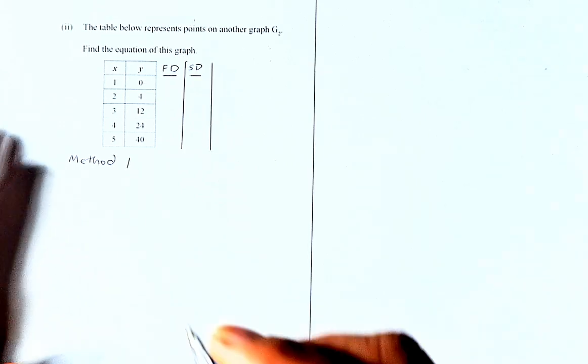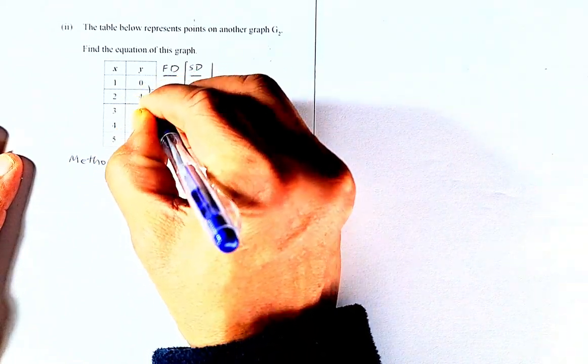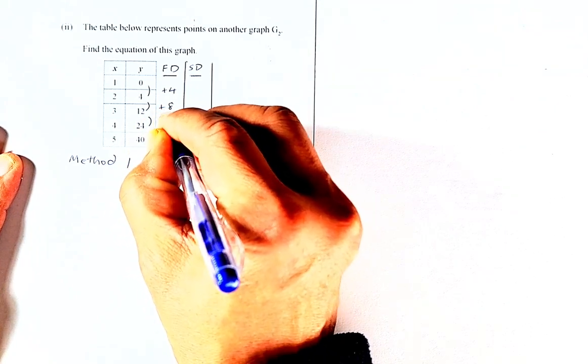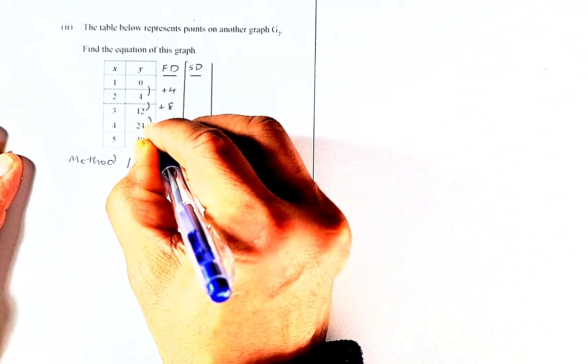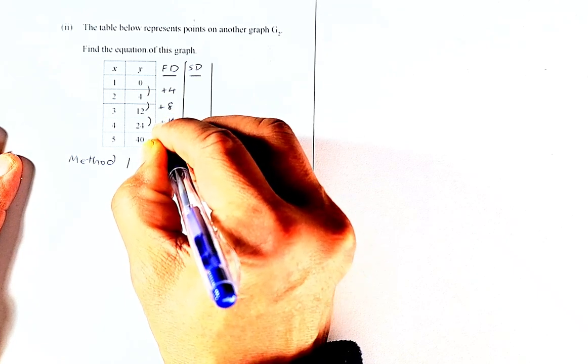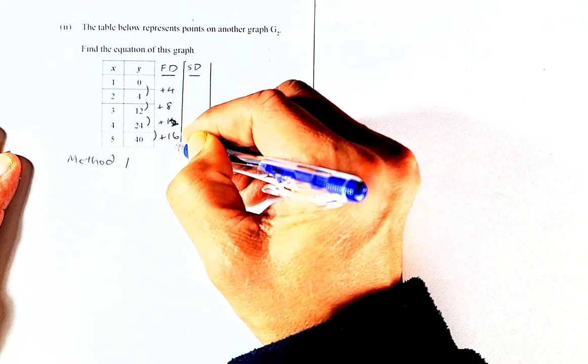So what we're going to do is find the differences. From 0 to 4 is plus 4. 4 to 12 is plus 8. 12 to 24 is plus 12. And from 24 to 40 is plus 16. So they are increasing by 4 each time.